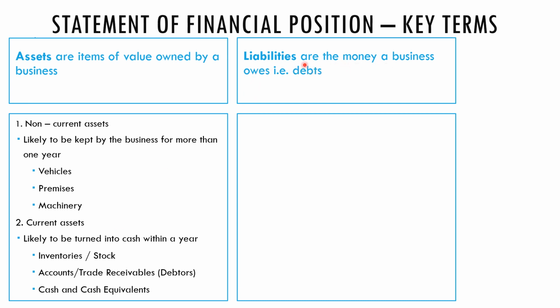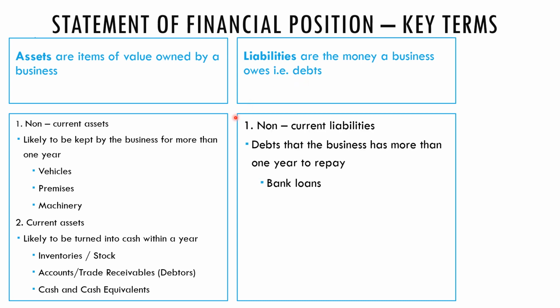Liabilities are the money a business owes, for example, its debts. And again we have two categories. The first being non-current liabilities, so the debts that the business has more than 1 year to repay. For example, a long-term bank loan, maybe it's got 15 years to pay that. That's non-current. It doesn't have to be paid currently within a year. They have more than a year to pay it.